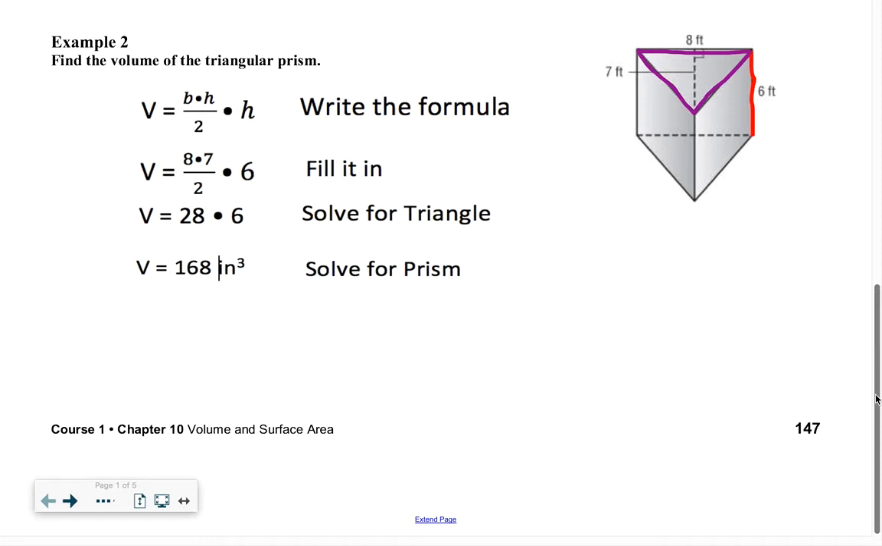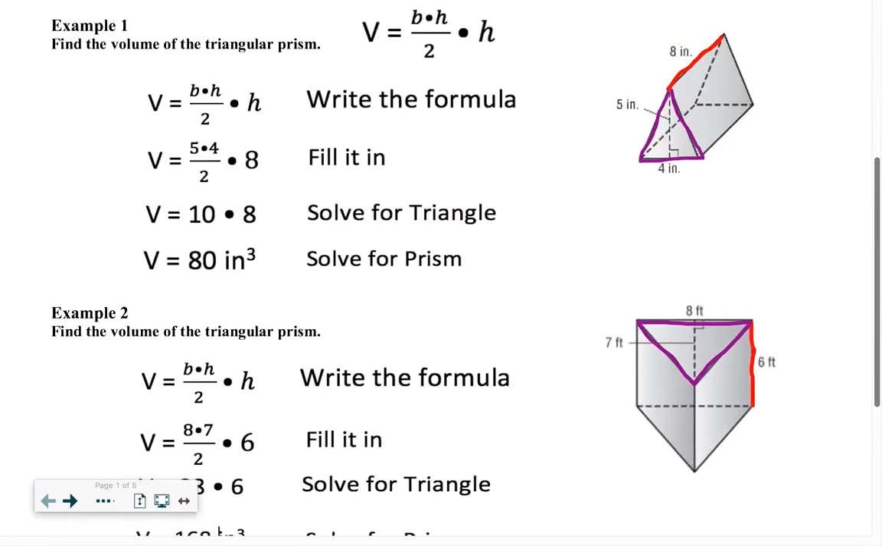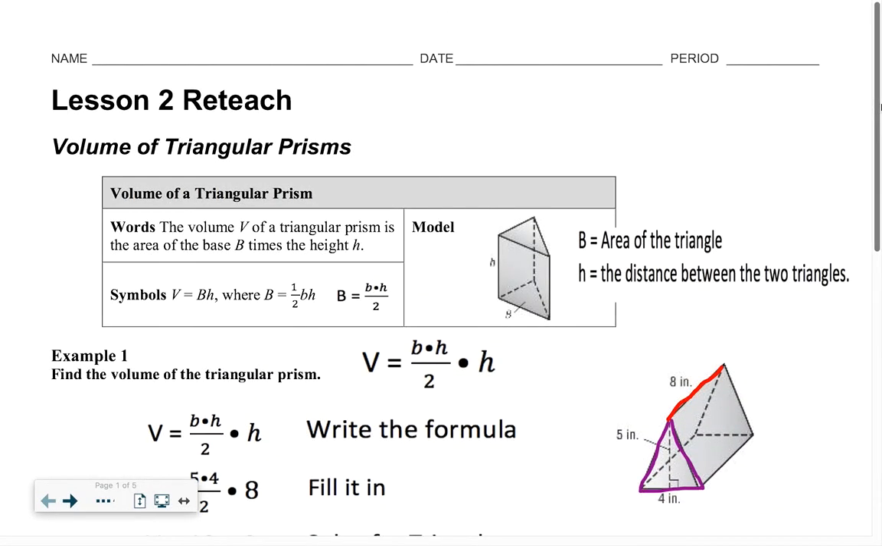All right. So there we have it. That's how we're going to be solving volume of triangular prisms. Again, we're finding the area of the base and then we're multiplying it by the height because we're trying to fill it all in. Flip that page over.